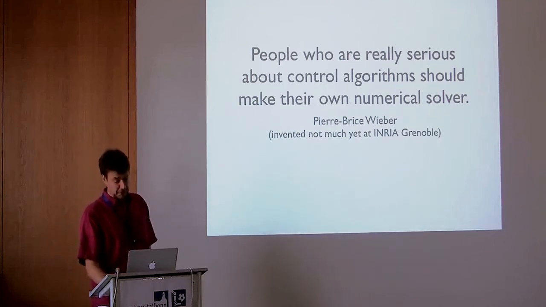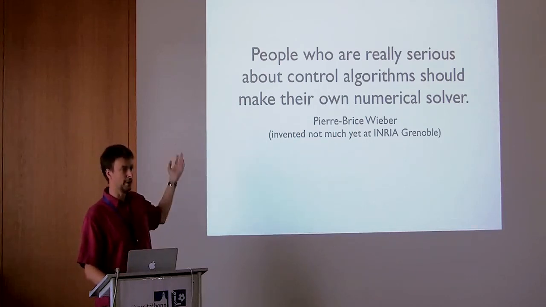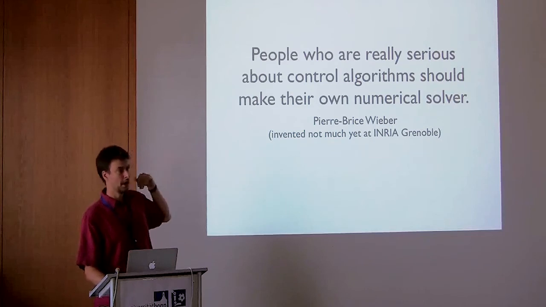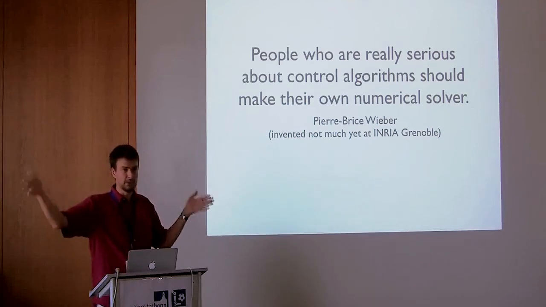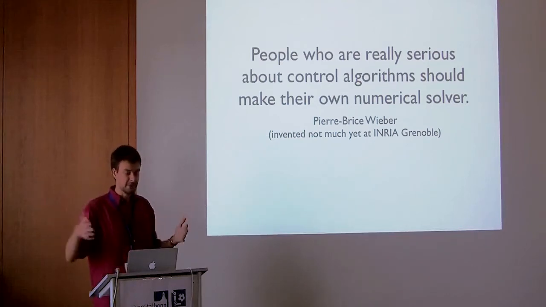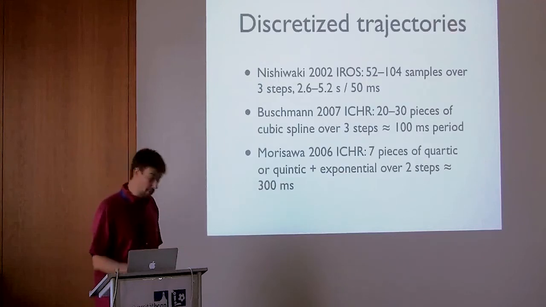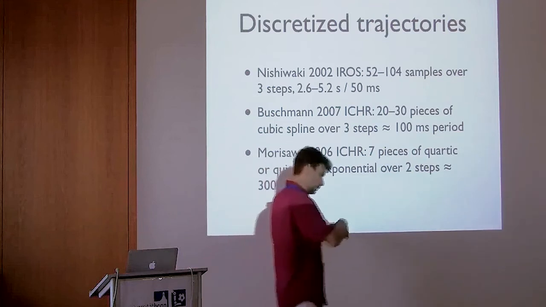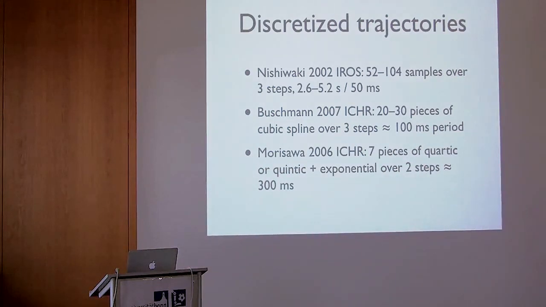So, first thing, we have seen that in all those control schemes, one way or another, they compute dynamic motion by solving the equations of motion for some time, for one step, two steps, three steps, and then optimize them. So they work on trajectories everywhere. Of course, we don't work on a continuous trajectory, we work with a discretized trajectory, I mean computer computation.